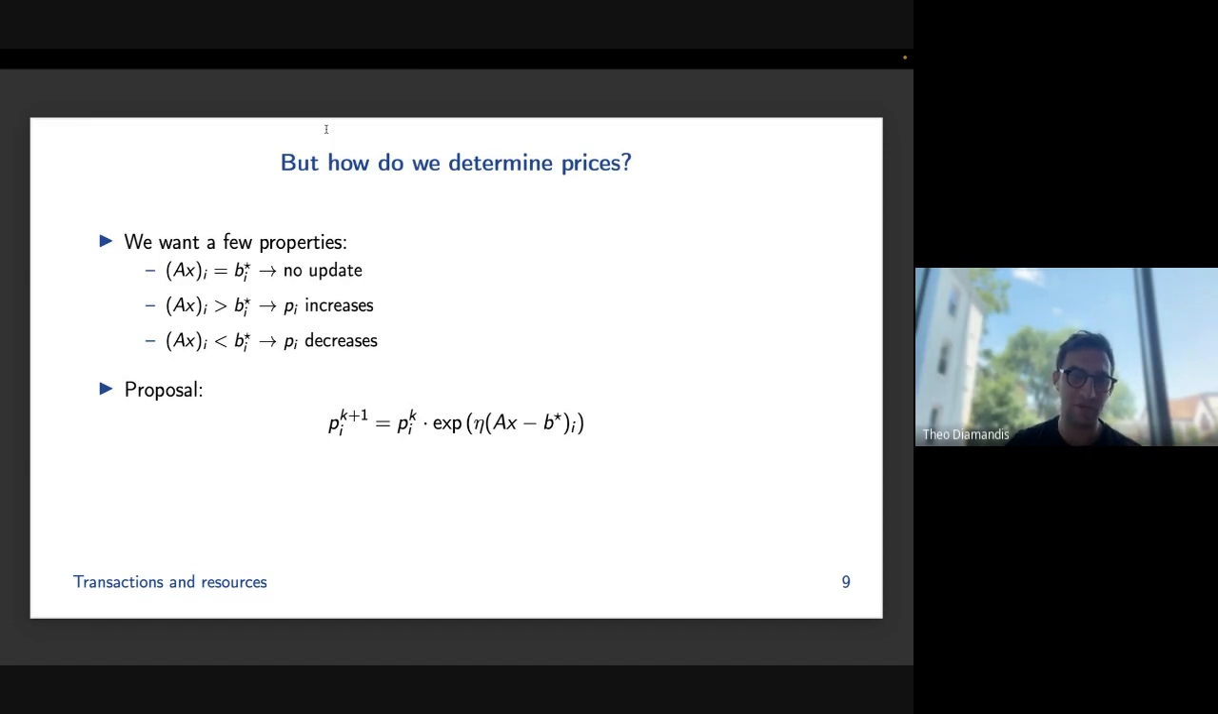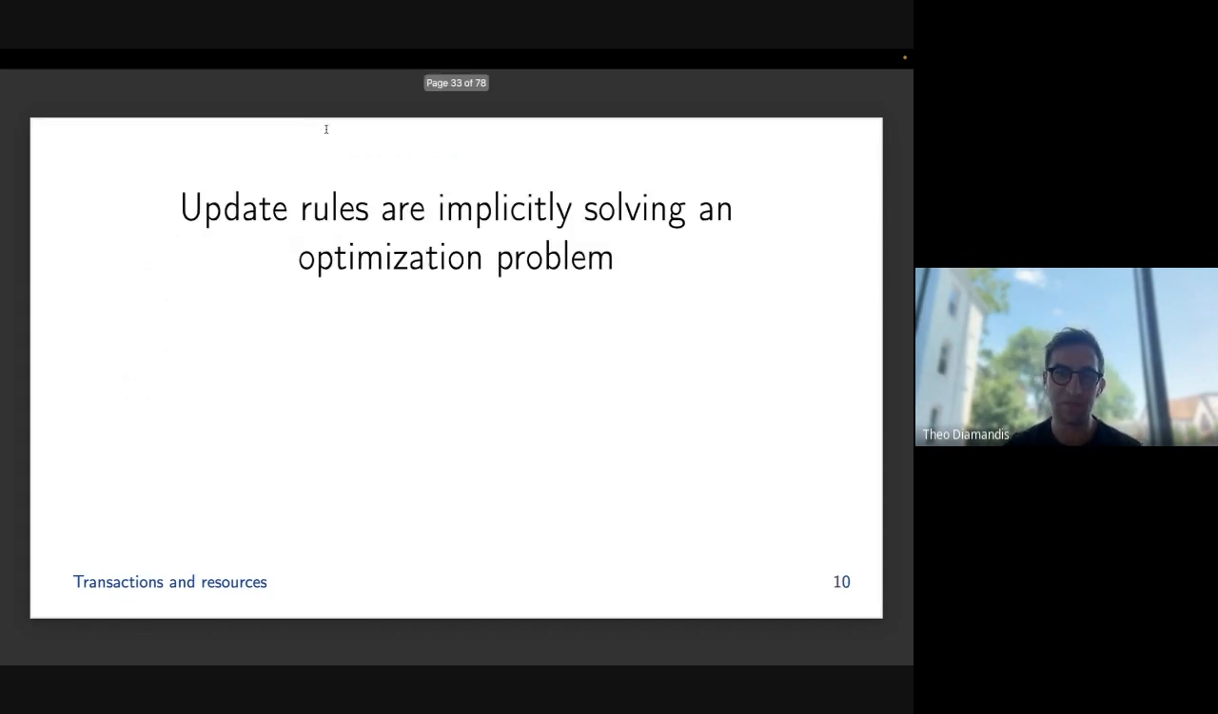And then we have the increase and decrease properties as well. Then the question is, well, is this a good update rule? And how do we even talk about what it means to be a good update rule? What does good mean in this context?